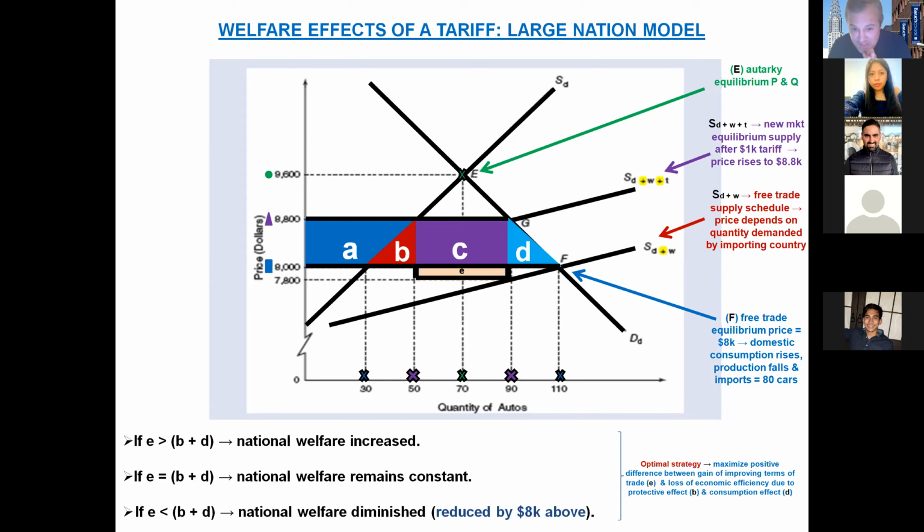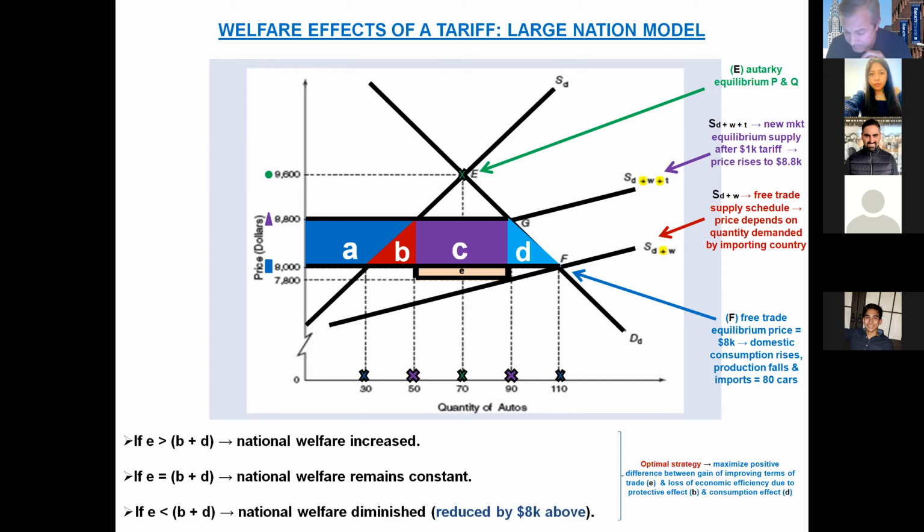The optimal strategy is to maximize the positive difference between your protective and consumption effect, your deadweight welfare losses, and your terms of trade effect, right? The problem with that is what? If I win, you lose. Any tariff that's imposed by a large nation, yes, there are going to be winners and losers. Who wins? Domestic producers. Who loses? Well, global trade loses. The exporting nation loses. They make less money, which means they have less money to buy the stuff that you want to then export.